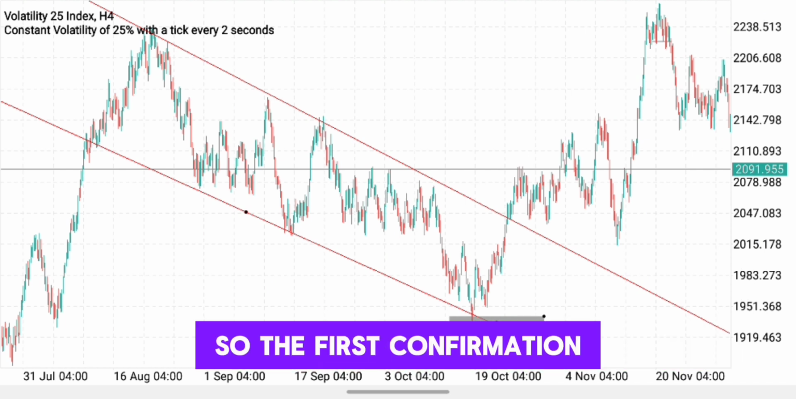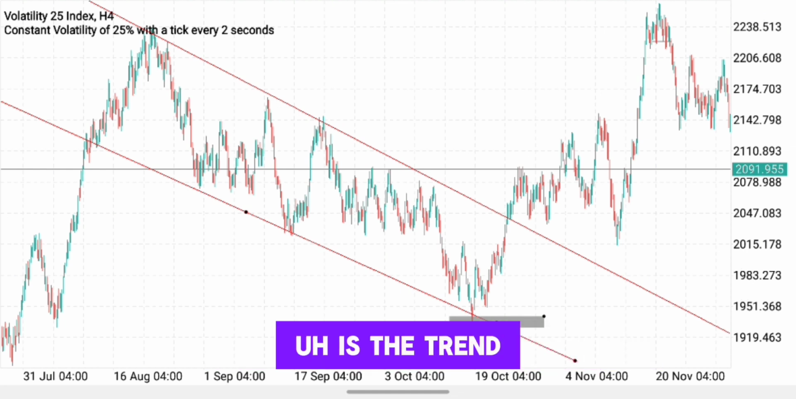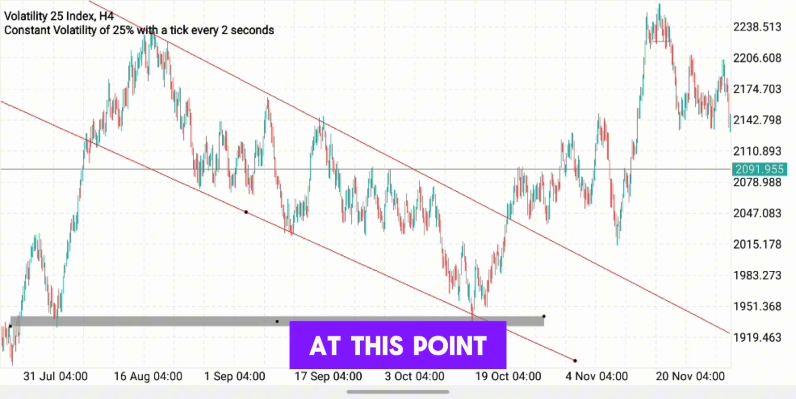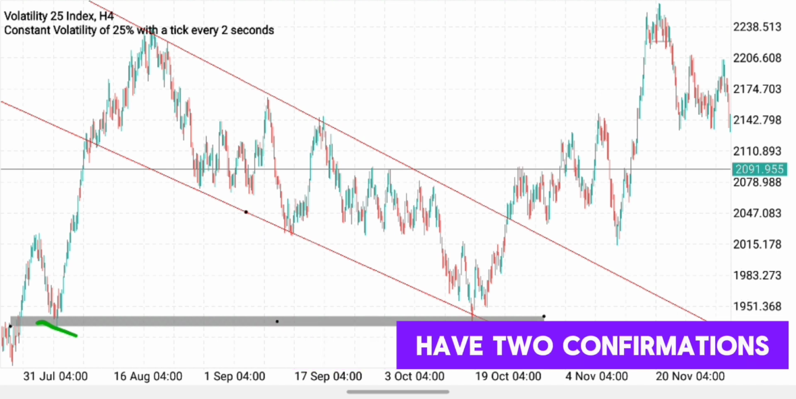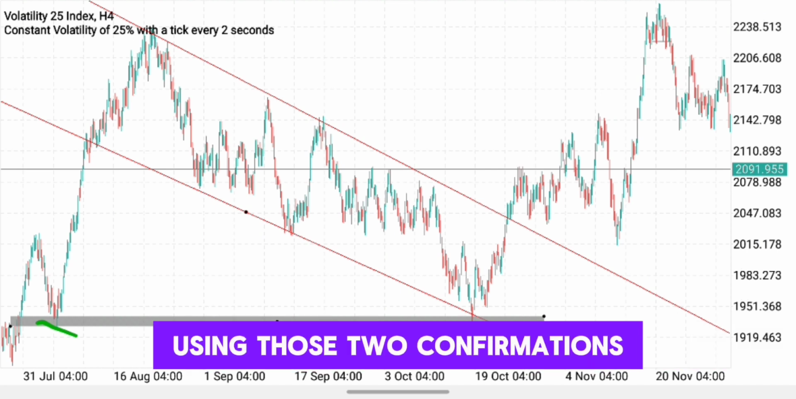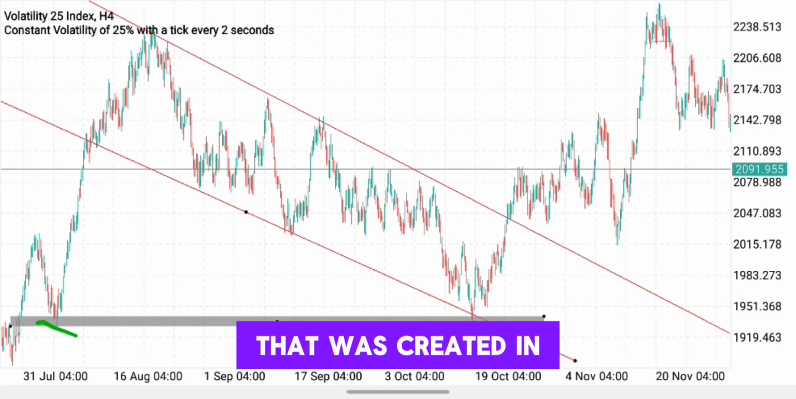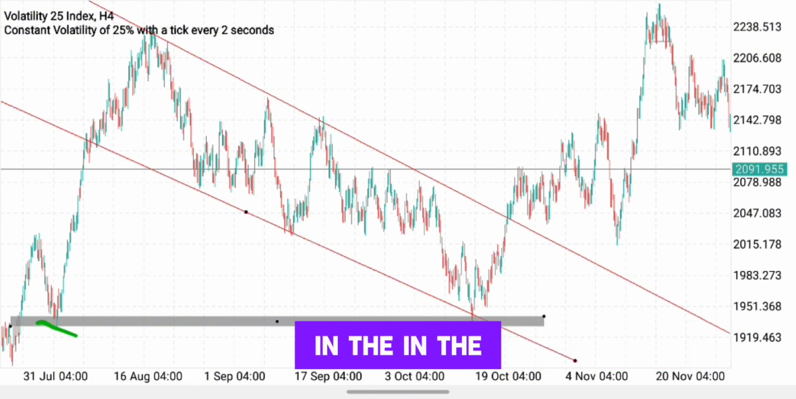However, the first confirmation here is the trend line. And then the second one, you can put an order block that is connecting at this point, as you can see. So at least we have 2 confirmations. You can enter using those 2 confirmations, because this is a support that was created in the previous market, as you can see.